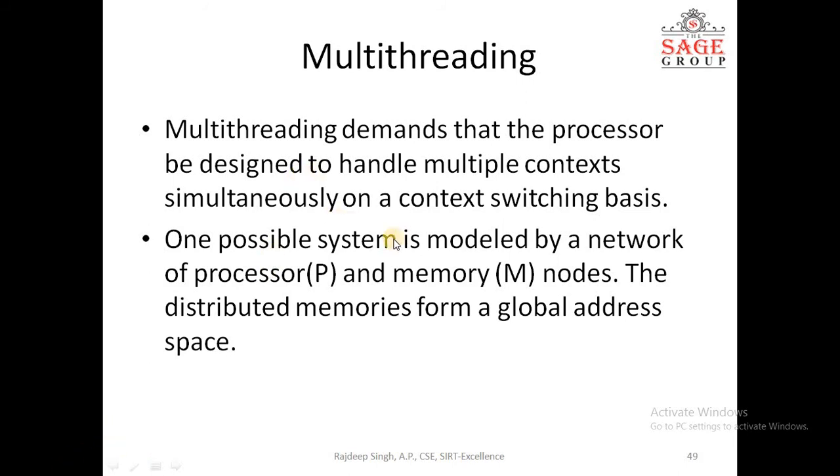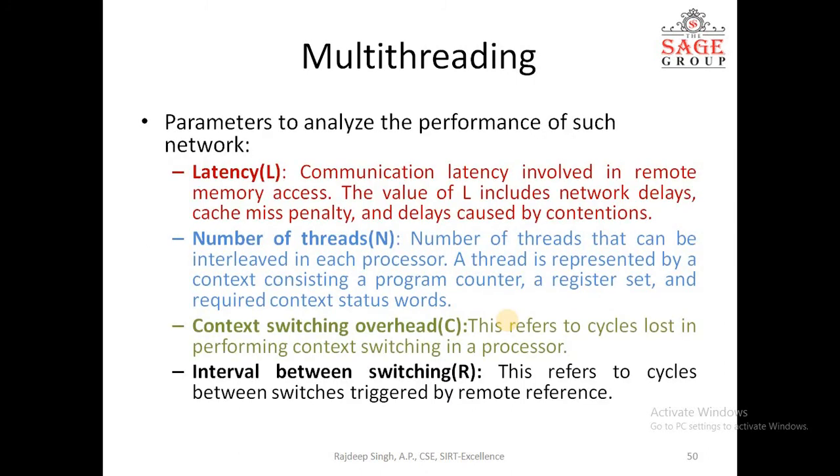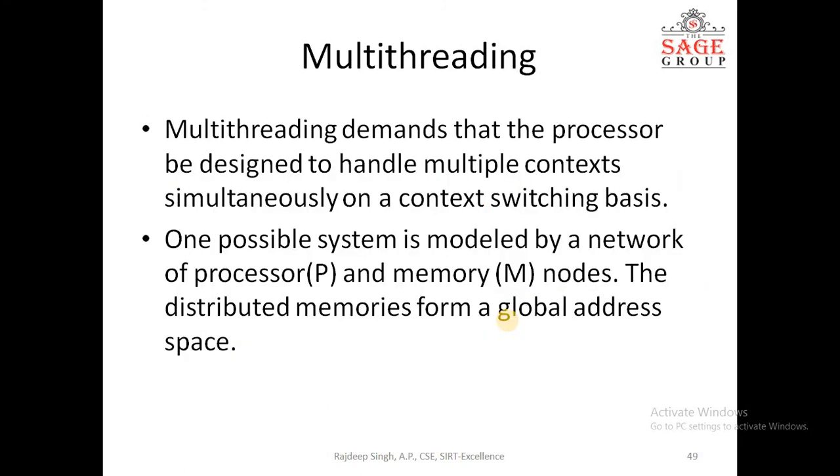One possible system is modeled by a network of processor P and memory M nodes. The distributed memory forms a global address space. Here distributed memory is used. Now for handling multi-threading, we use a multiple context processor. Remember this thing: for handling multi-threading in multi-computers, we use a multiple context processor.